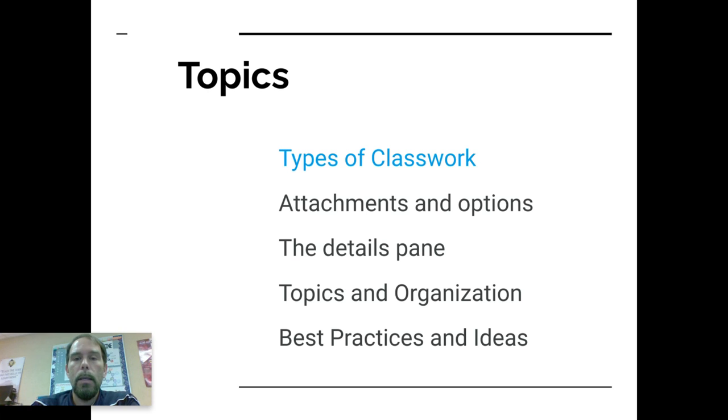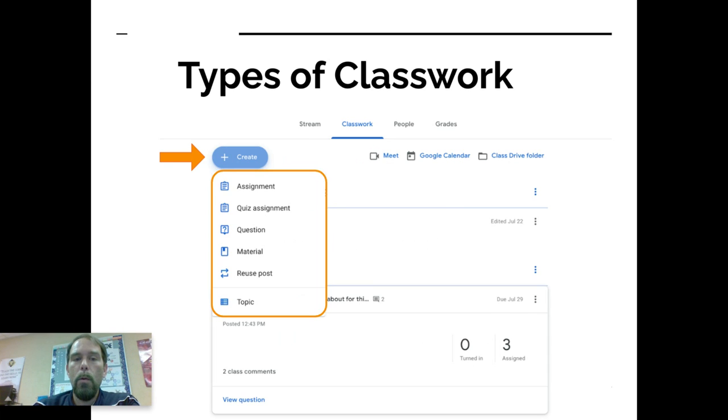The first one is types of classwork. Again, when you click the plus Create button, you have the opportunity to produce one of 4 different types of classwork: an assignment, a quiz assignment, a question, or a material. You also have the opportunity to reuse a post or to create a topic, which is what Google names these organizational headers that you can group work into.